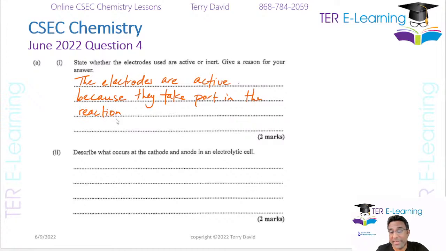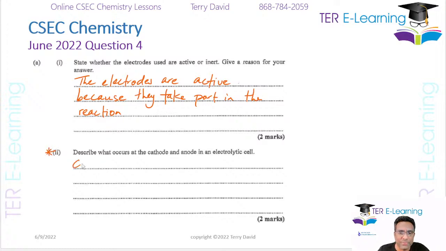Right? That's what's happening here. They take part in the reaction, right? The next part: describe what occurs at the cathode and anode in an electrolytic cell. All right, so let me read what it's saying here. Describe what occurs at the cathode and the anode in an electrolytic cell, right?